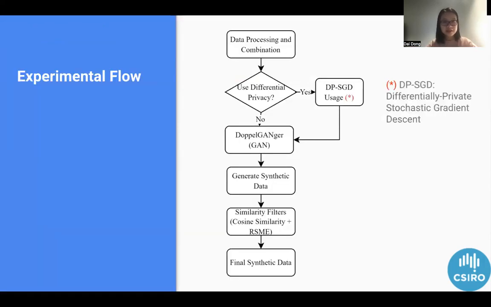This is our experimental flow. After combining and processing data, we decide whether we want to use differential privacy or not. And if we do, we're going to use the differentially private stochastic gradient descent algorithm alongside a GAN model. Here, we're going to use DoppelGANger, which is a type of GAN, to generate synthetic data. And then after that, we're going to apply similarity filters to get the final synthetic data.